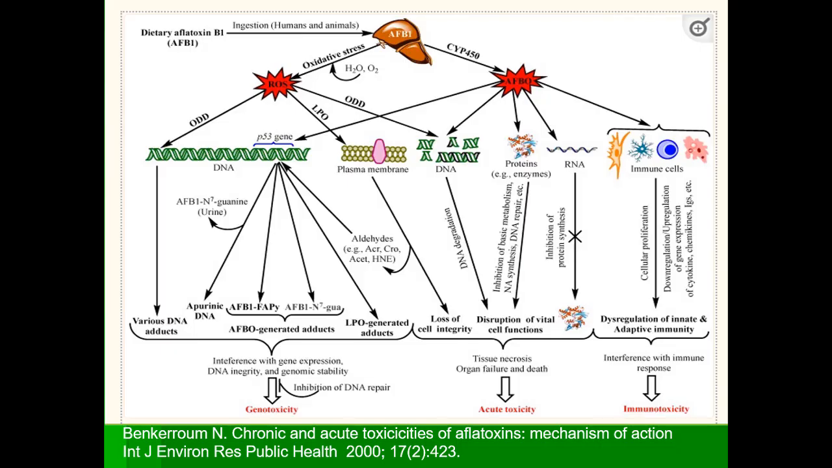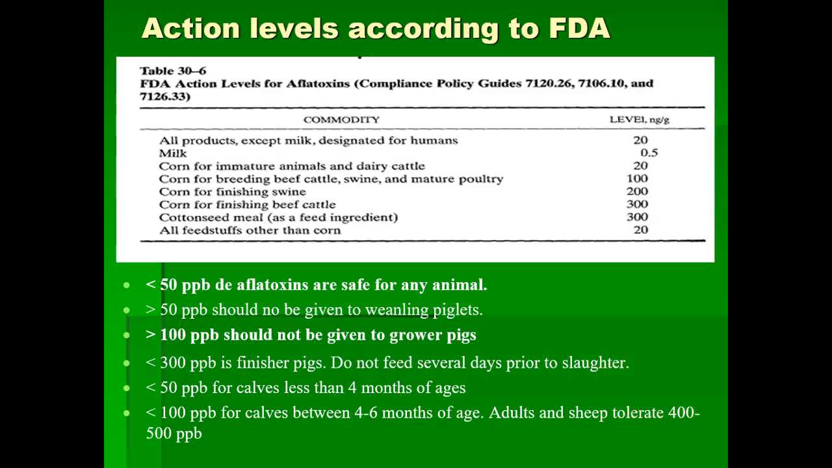There are numerous studies that look in detail at the mechanism of action. I got this image from a review paper that was published in 2020. It explains well how the genotoxicity takes place by interfering with gene expression and DNA integrity. It inhibits repair mechanisms, and this explains why it's so carcinogenic. It also explains how the tissue necrosis is produced, as well as the interference with both the innate and the acquired immunity.